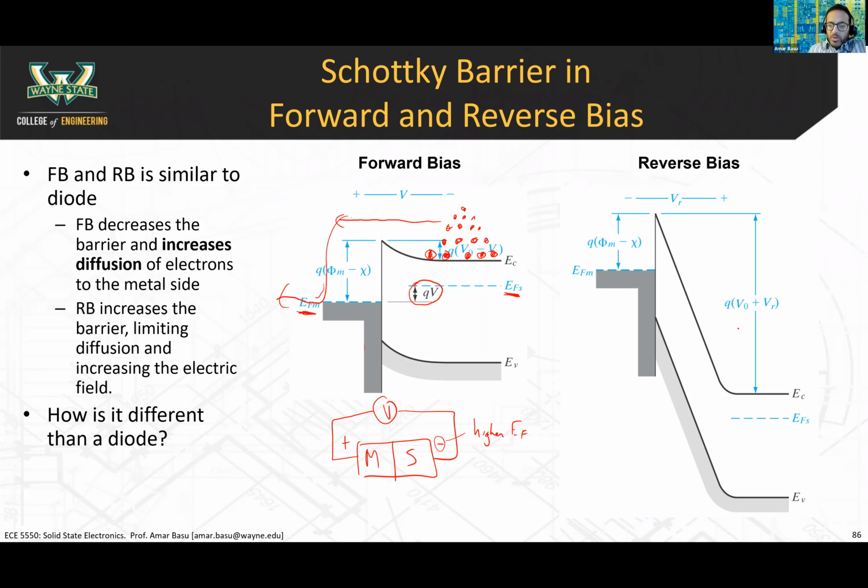Maybe we can look at what the holes are doing. So in this case, I assume that there wouldn't be any holes, right? At least not in the metal. Yeah.